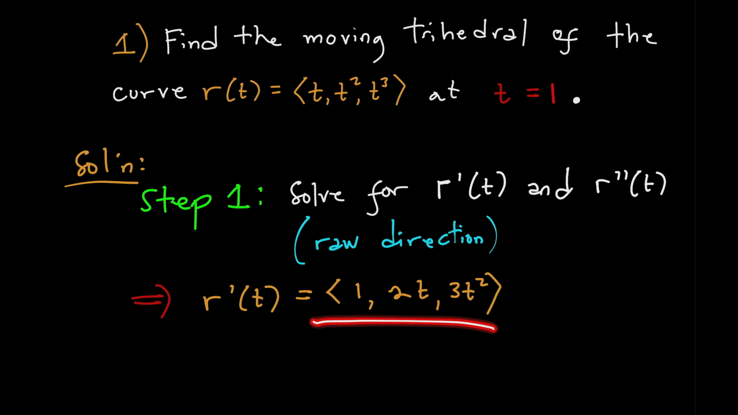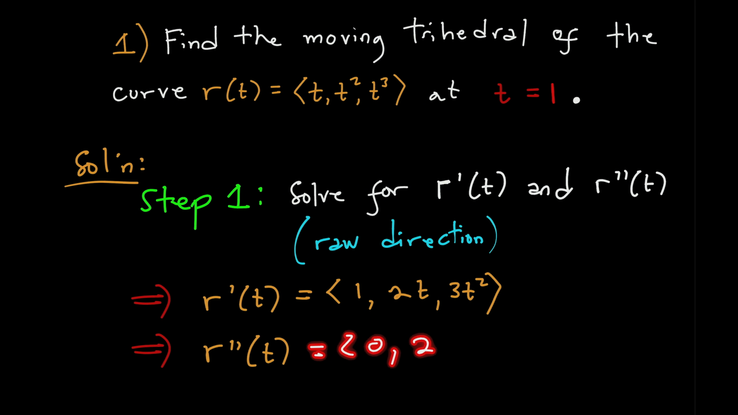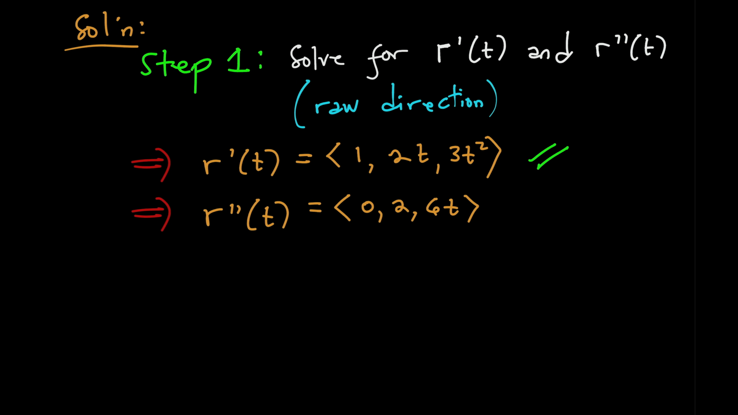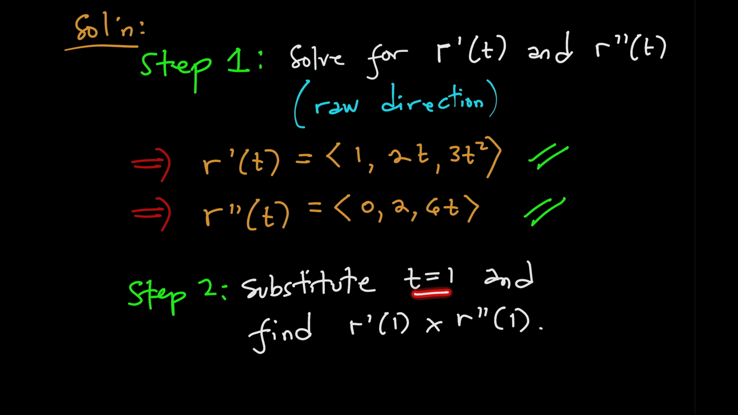And differentiating again, we get r double prime of t. So this one should be equal to 0, this one should be equal to 2, and this one, multiplying, gives us 6t. And that will be the value for our r double prime of t. Now, for our step 2, we need to substitute the value t equal to 1 and solve for the cross product.